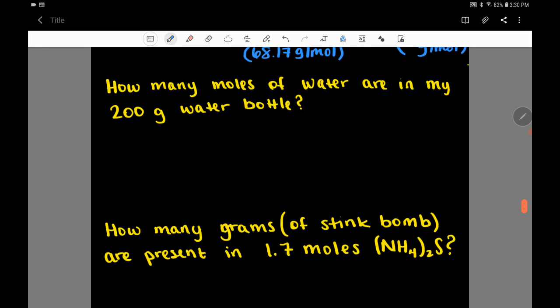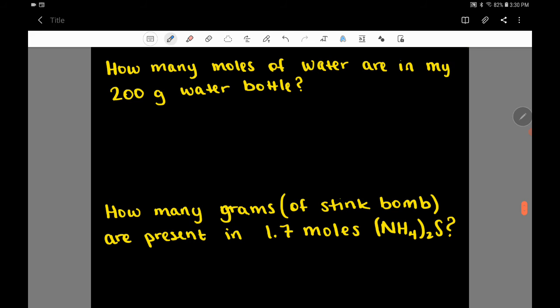So I have a couple of questions that I asked myself. I was looking at my water bottle and I noticed that it said there's 200 grams in there. How many moles of water is that? That's a really valid question, so let's go ahead and solve that.